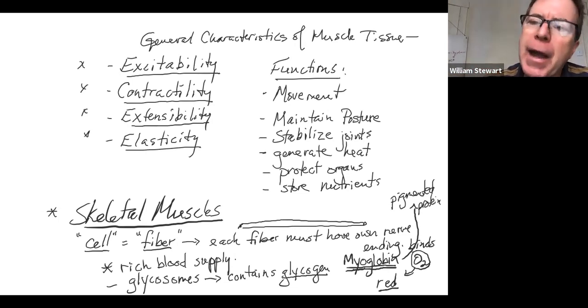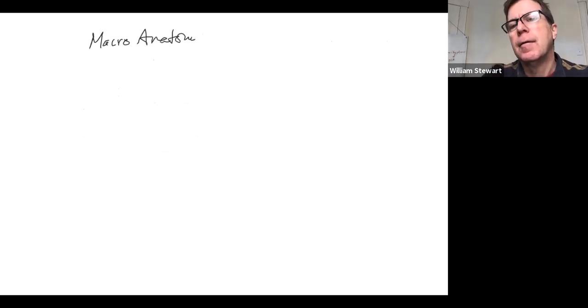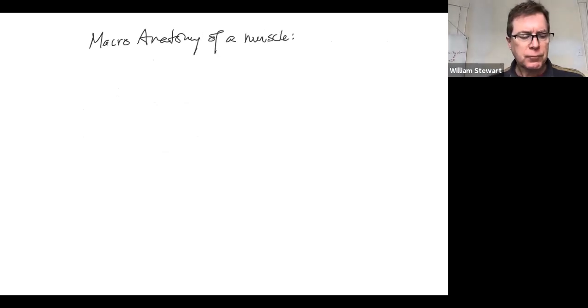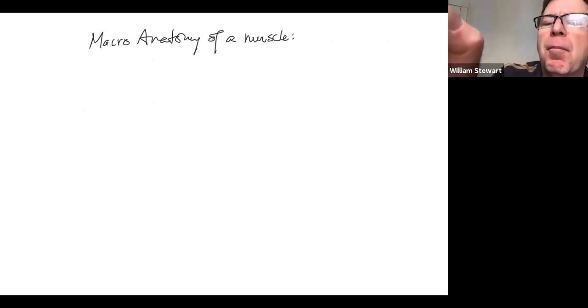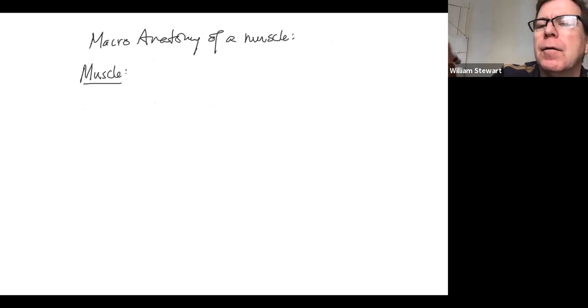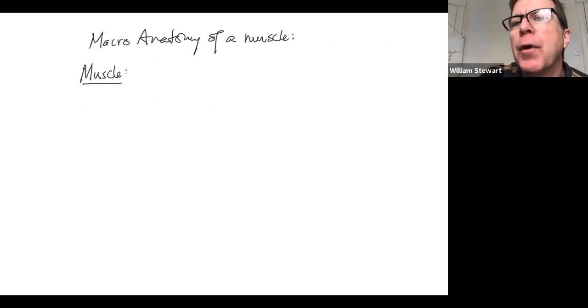Okay, now macroanatomy of a muscle. Macro means we can see most of this with our eyes. So muscles themselves, an entire muscle, begins with the structural unit, which is a fiber. So a muscle fiber, we just said, equals an individual cell.